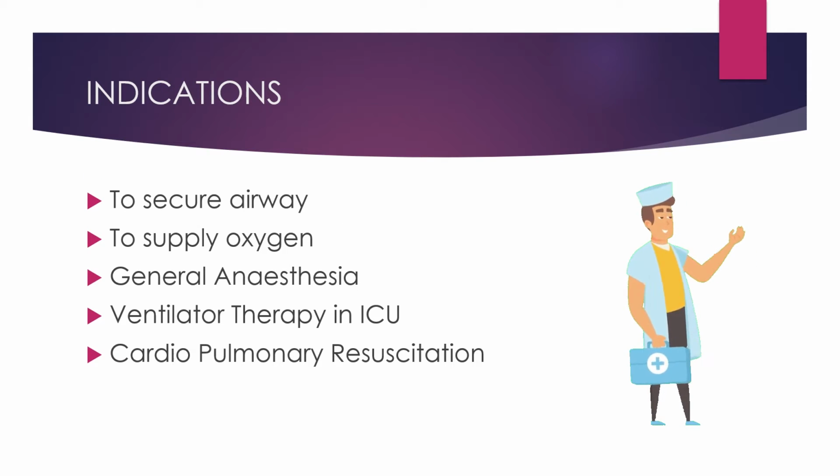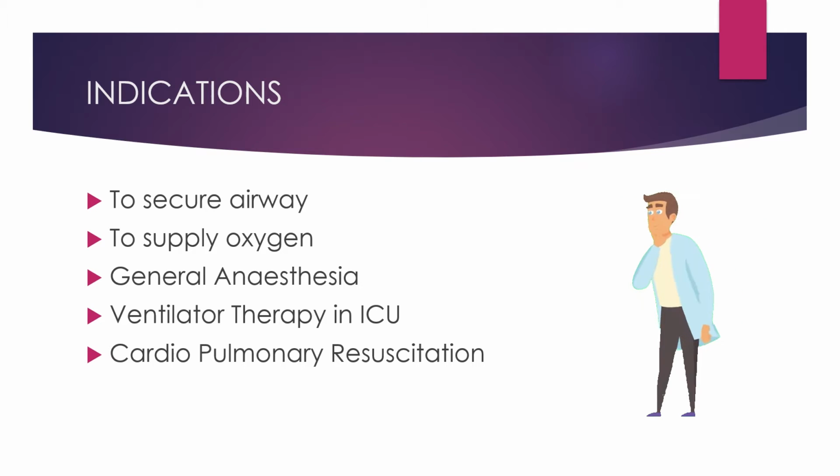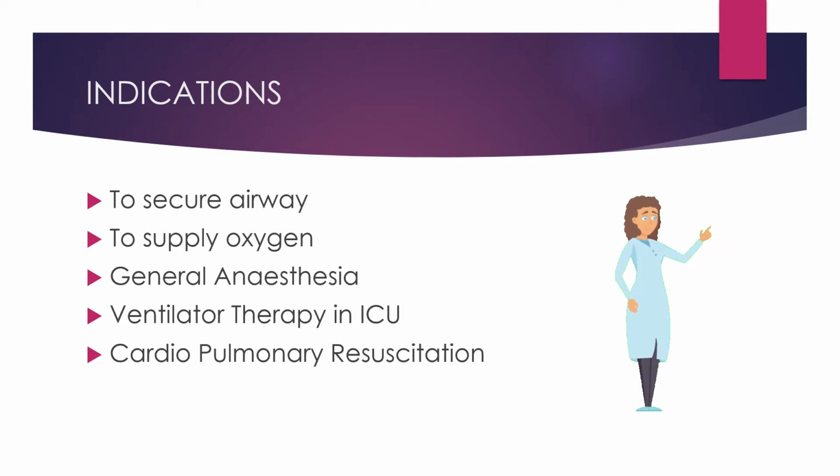Now you must be wondering, what are the indications for an endotracheal intubation, or when do you say that a patient needs an endotracheal intubation? It is to secure the airway. If the patient has collapsed and has stopped breathing, he's going to need artificial ventilation, to secure the airway and to supply oxygen. When you stop breathing, obviously there is no oxygen reaching your vital organs. So to supply oxygen, you need to do an endotracheal intubation.